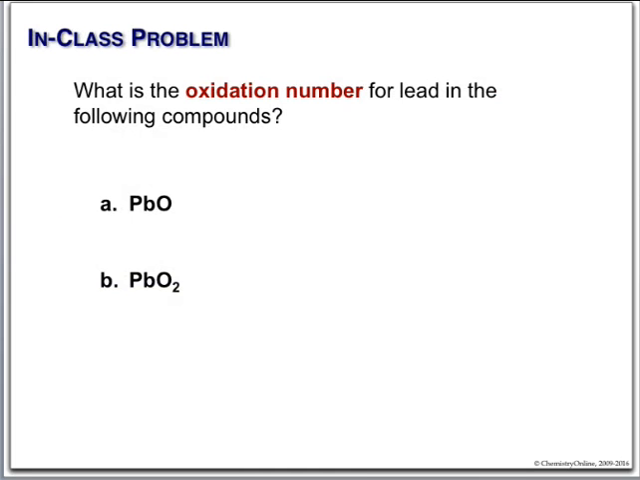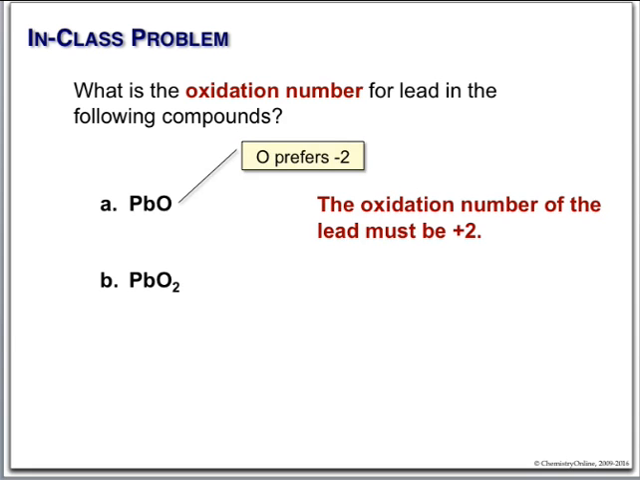All right, let's see how this works then. Here are our 2 lead oxides. What's the oxidation number for lead in these compounds? All you do is look and say, okay, we have an oxygen. What does the rule say? Oxygen is going to be -2. Now, if this is neutral, what's the charge on the lead? The lead has to be +2.